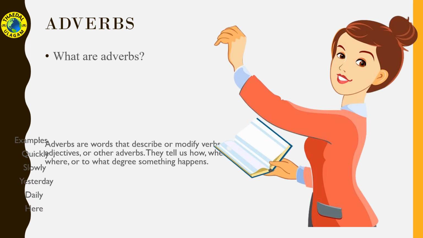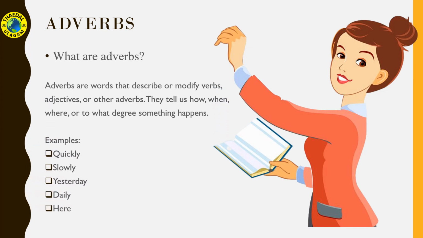What are adverbs? Adverbs are words that describe or modify verbs, adjectives, or other adverbs. They tell us how, when, where, or to what degree something happens. A few examples of adverbs are quickly, slowly, yesterday, daily, and here.